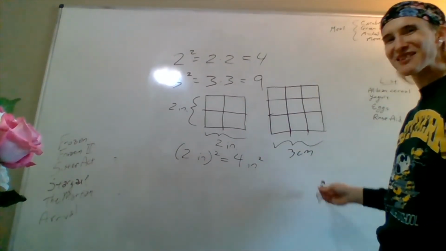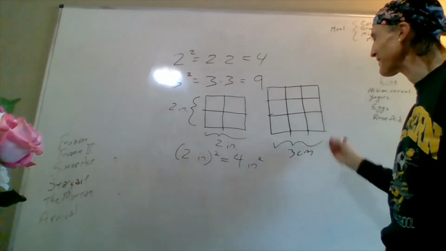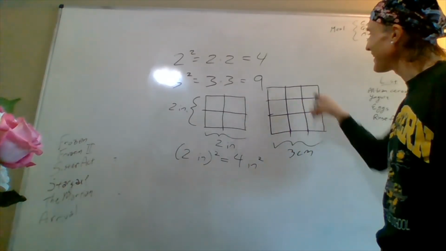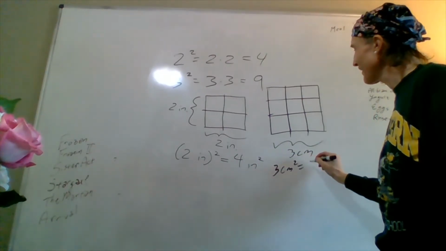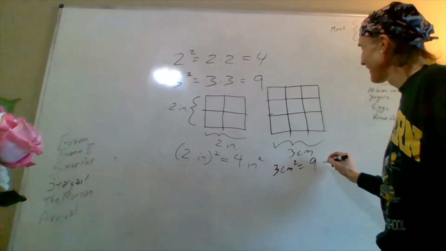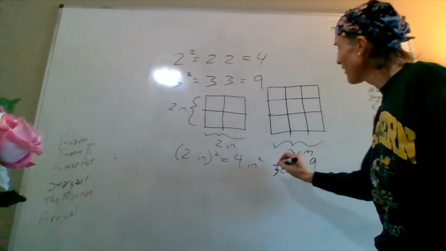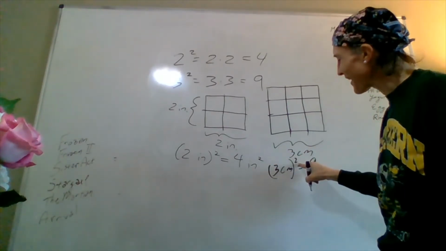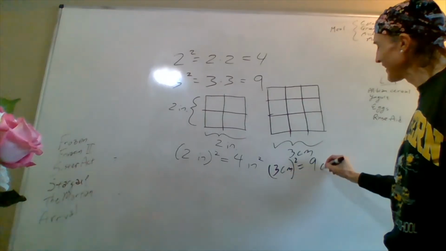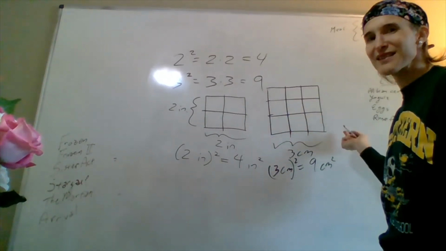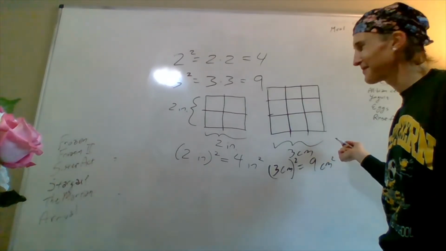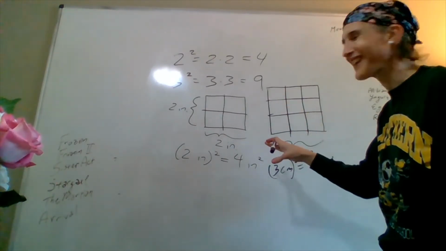I went from inches to centimeters. 3 centimeters, 3 centimeters, 9 square centimeters. So 3 centimeters squared is equal to 9 square centimeters, because I have 9 of them, and each of them is 1 square centimeter. That's why we call it squaring.